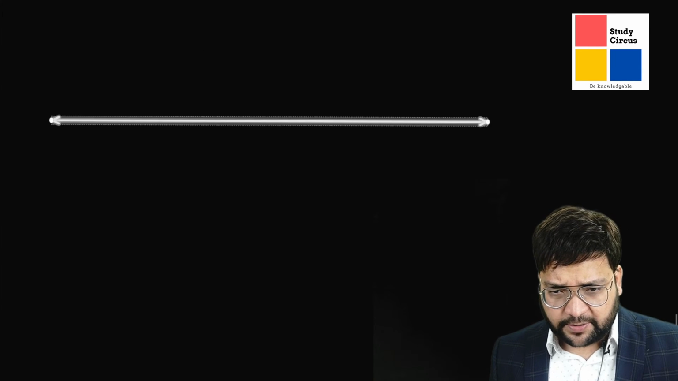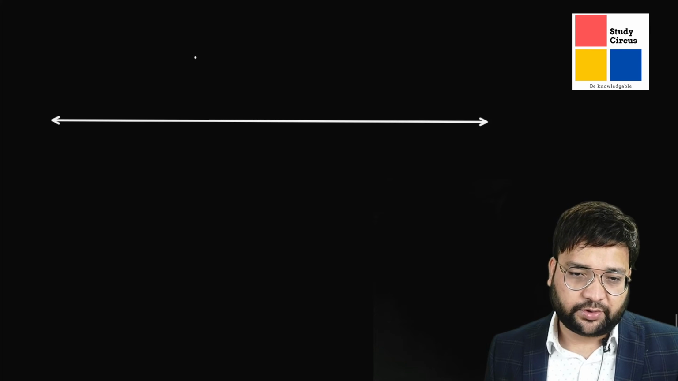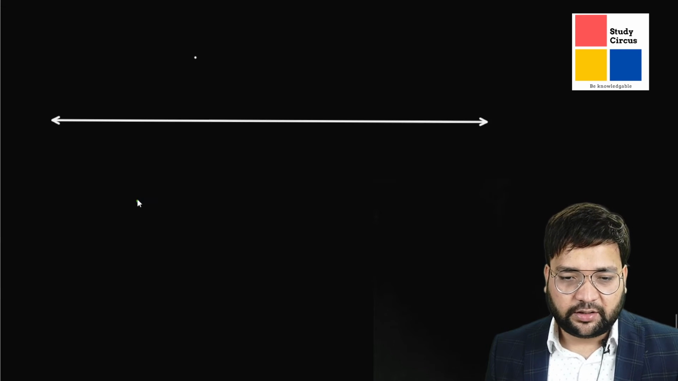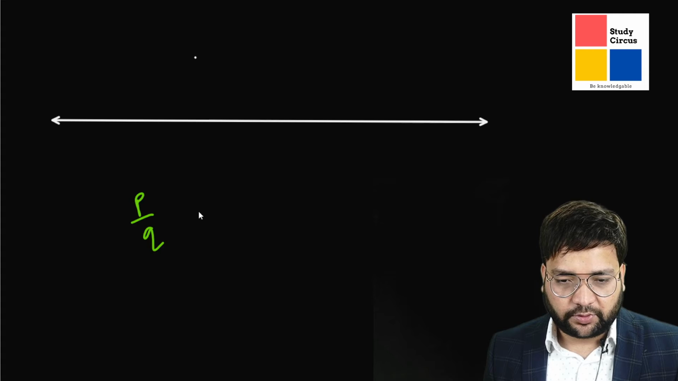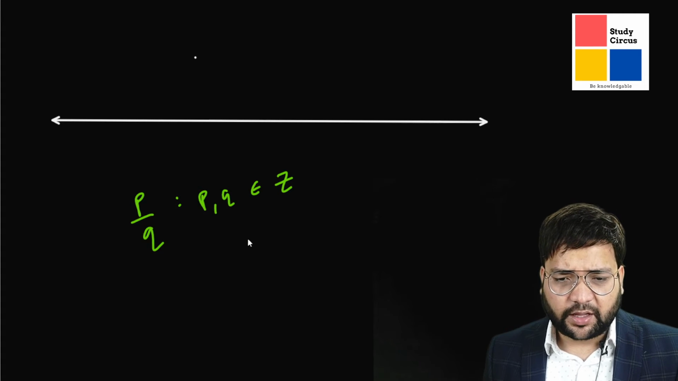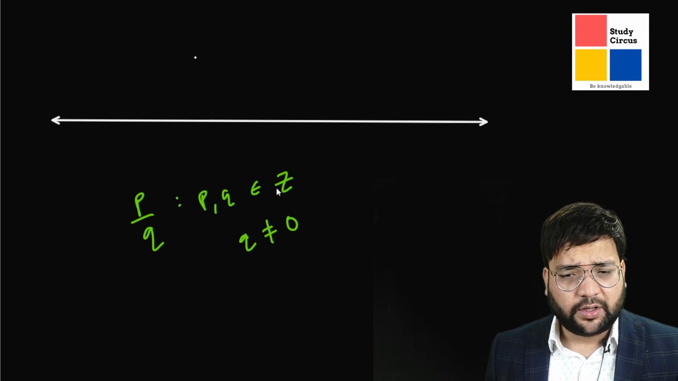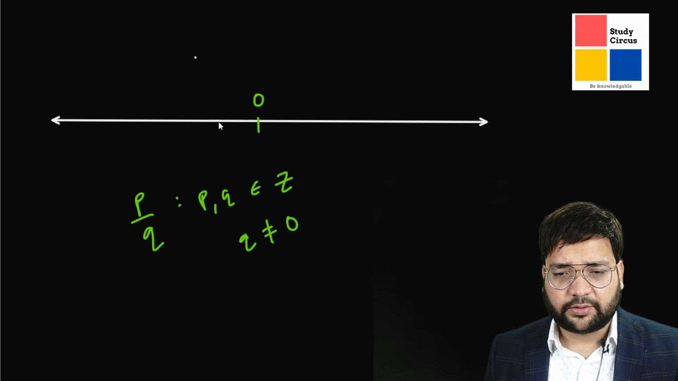So we have seen the real number line has rational numbers on it and irrational numbers on it, right? And we have seen the definition of rational numbers. Rational numbers can be represented in the P upon Q form, where P and Q are integers and Q is not 0. This is what we know about the rational numbers.